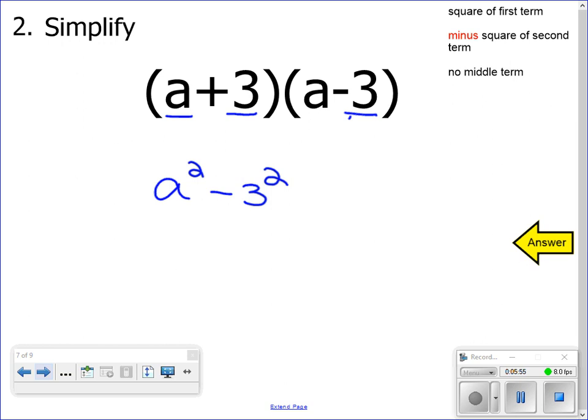3 squared. Again, the other way that you can look at it is when we do the product of a sum and a difference, what you can do is just multiply the first terms together and multiply the second terms together. So a squared minus 3 squared. And we can simplify this. Remember that 3 squared can be simplified down to 9.